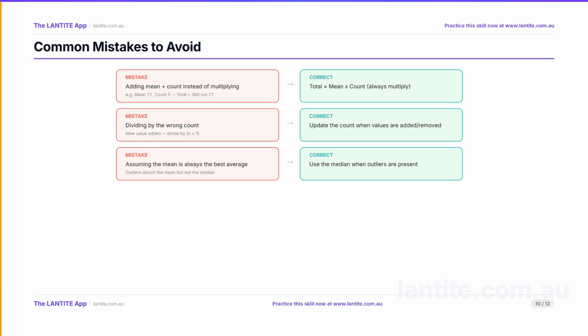Before we move to practice, here are the most common mistakes. First, forgetting to multiply. Students try to add the mean to the count instead of multiplying. Second, dividing by the wrong number. When a new value is added, the count changes, so make sure you divide by the new total count. Third, assuming the mean always represents the data well. When there is an outlier, the median is usually a better measure of the typical value.